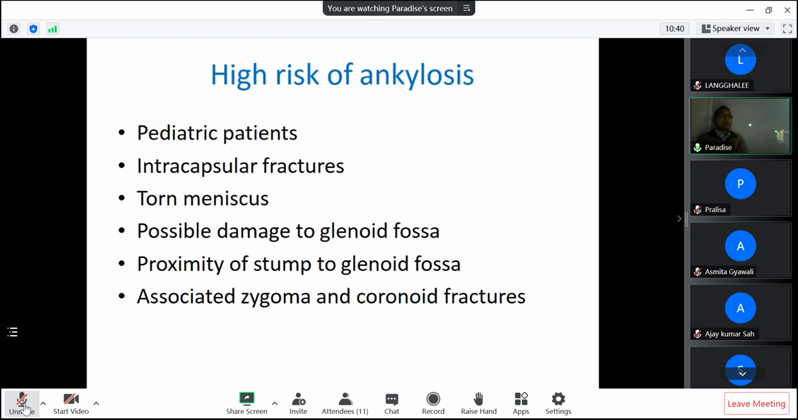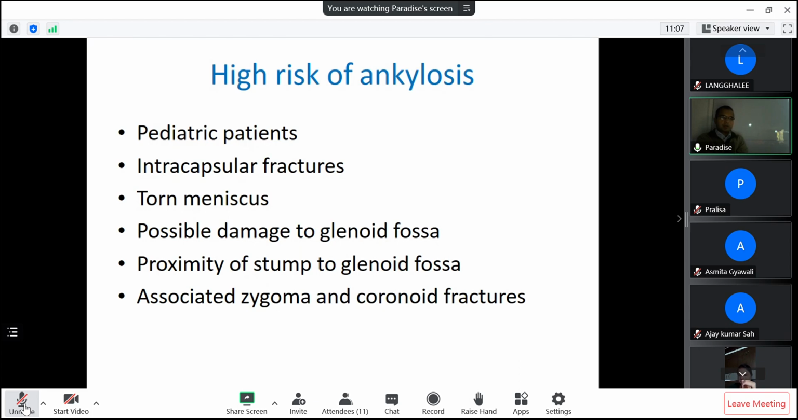Another variant is custom made. For custom made, we have to do an NCCT face CT scan. Then we send the CT scan to the company. Then they will make the artificial TMJ for that patient. They will send it back, made of titanium, and then we have to place that custom made joint in the patient. It is better. We are planning for this custom made joint, and it is made in Delhi IIT, Indian Institute of Technology.